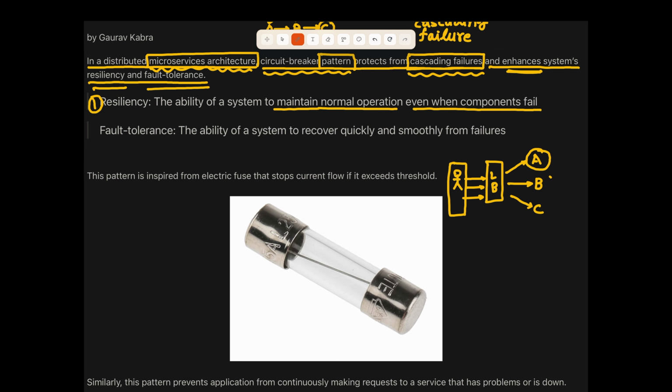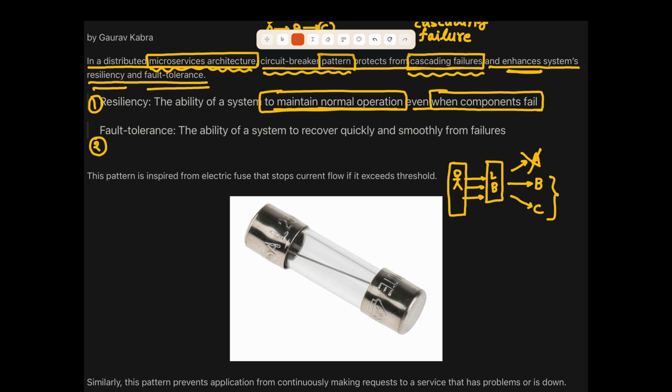So that's why B and C will take the load. So since A is now out of picture, only B and C will handle the traffic. But to end user, no change will be noticed. And this is the definition of resiliency: to maintain normal operation even when the components fail. So in this case, A had failed. Even then, the normal operation of posting on Instagram kept continuing. To end users, there was no impact. So this is called a resilient system, also known as resiliency.